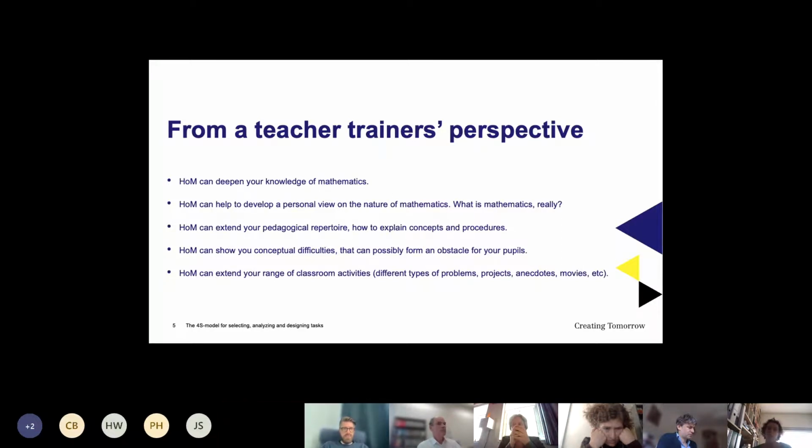These are all very different reasons or motivations for using history of mathematics in the classroom. And in my project, I'm going to place a bit more focus. But these are all, I think, reasons for teachers to know history of mathematics.